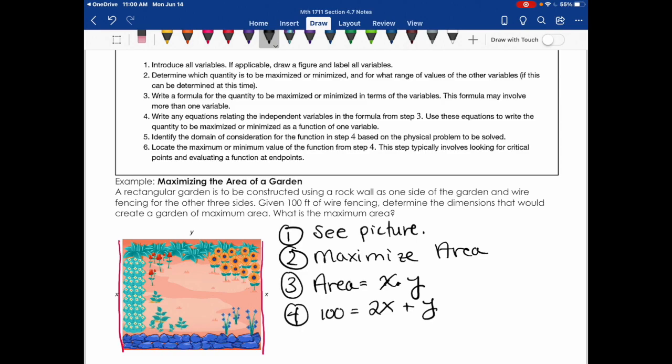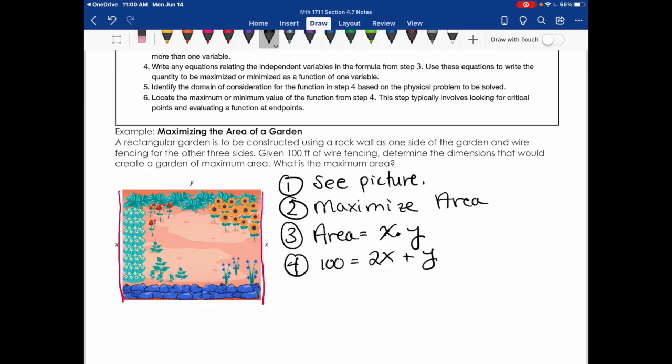I want to use this information to write my area equation all in one variable. So my area equation is x times y, but I want everything in terms of x. So I'm going to substitute y as 100 minus 2x, and I get that from here when I solve for y. I subtract 2x from both sides, and then I can plug that in for y. So now I have my area function all in terms of x, and I can also write it like this.